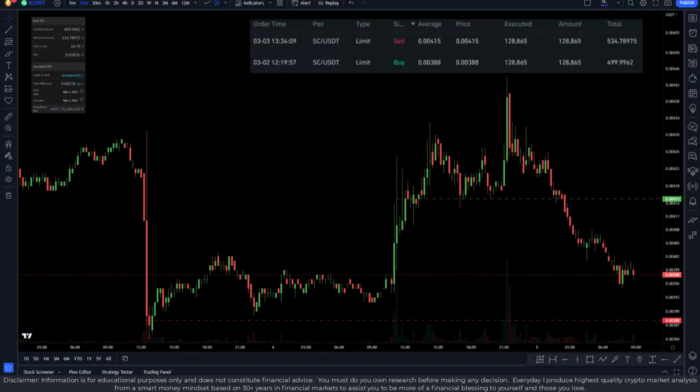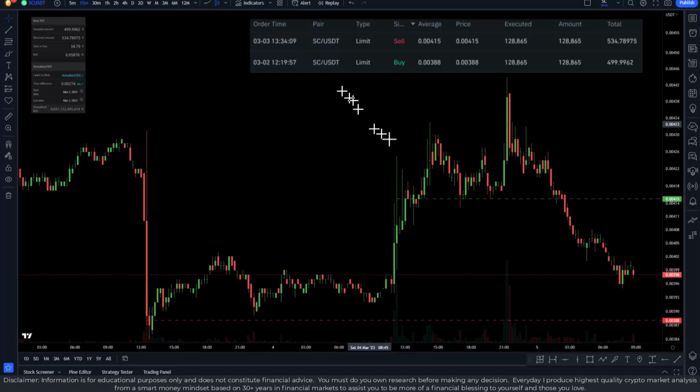When I place my buy order for Sia Coin at this 388 level, this particular level here, I actually set my sell level simultaneously when it filled. And what I set it for was 415. I felt 415 was a fairly good return if it got there. Don't forget, the markets were really quite negative.